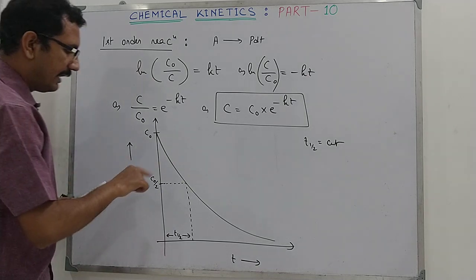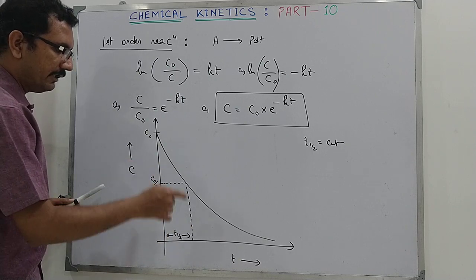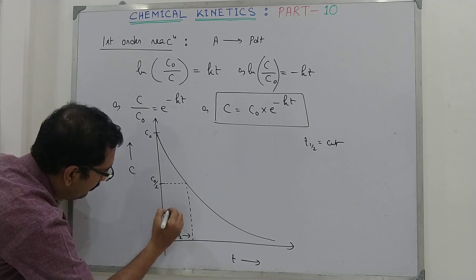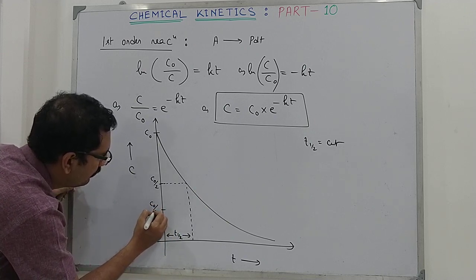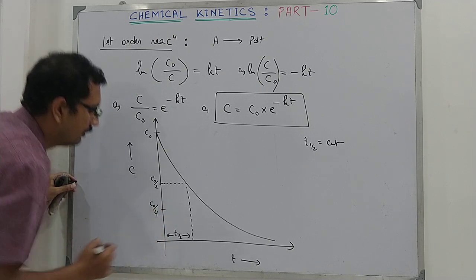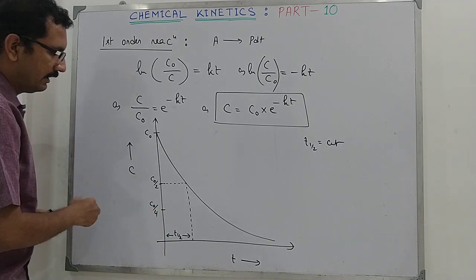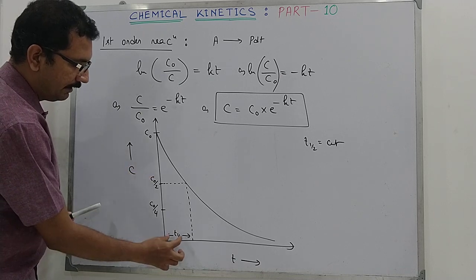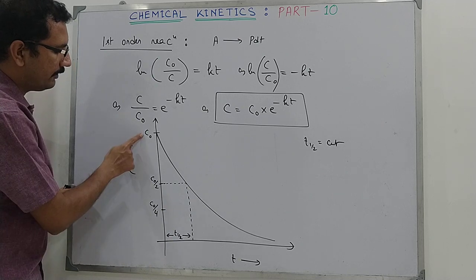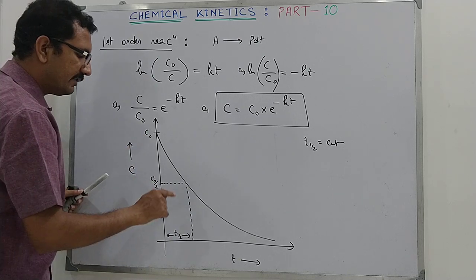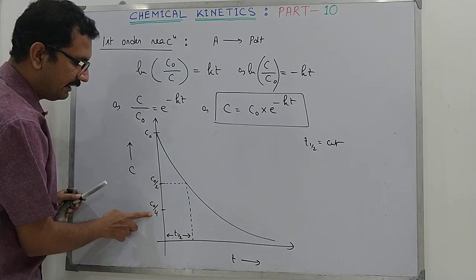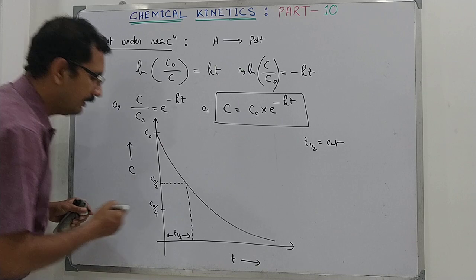Now for the passing of another half-life, we will have the C0 by 2 converted to C0 by 4, since after passage of the first half-life 50% of C0 is remaining and we are attempting the passage of another half-life. So 50% of this one will remain left, so that will be C0 by 4.